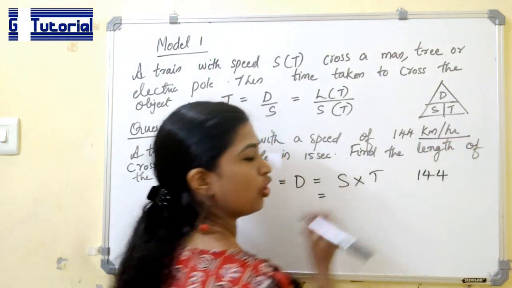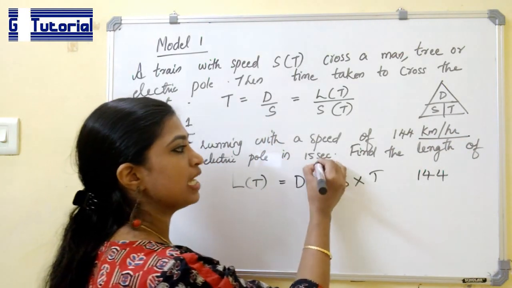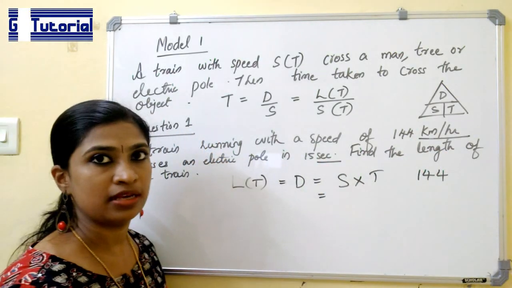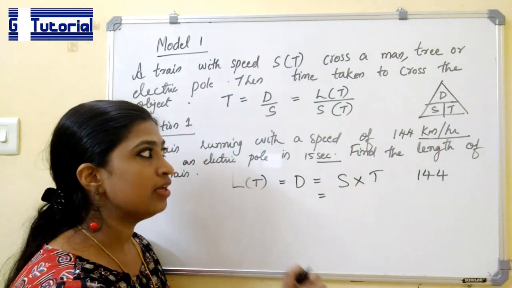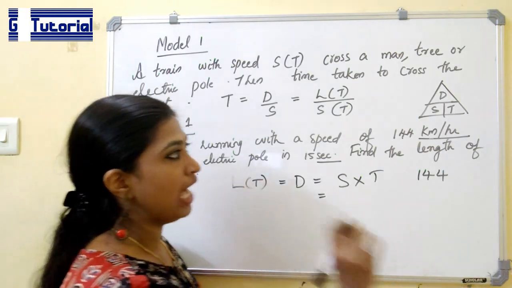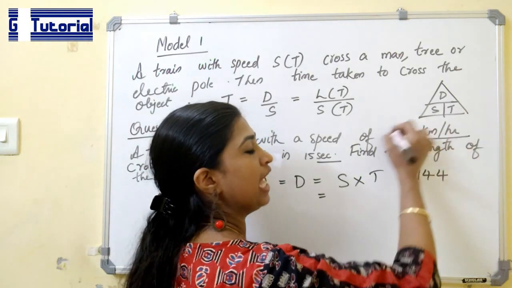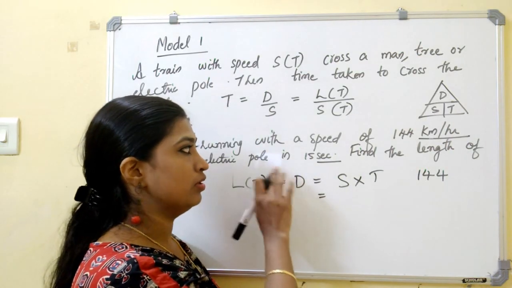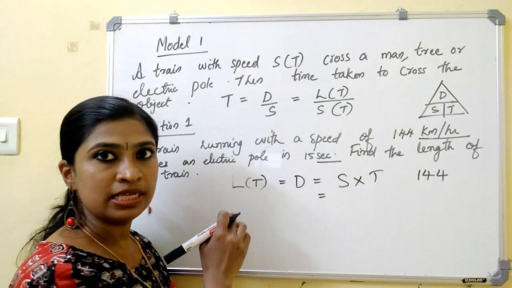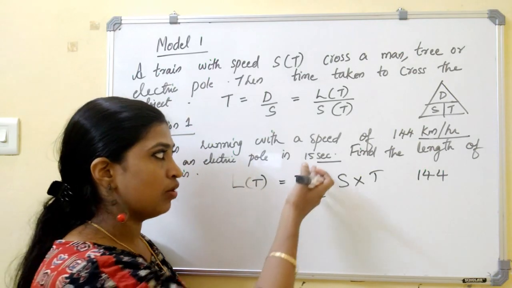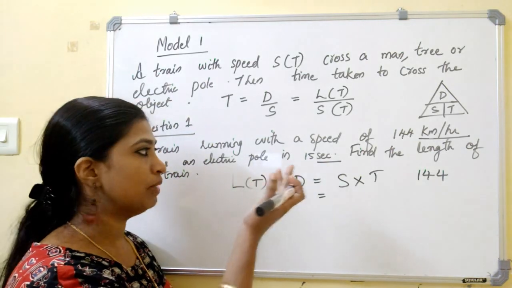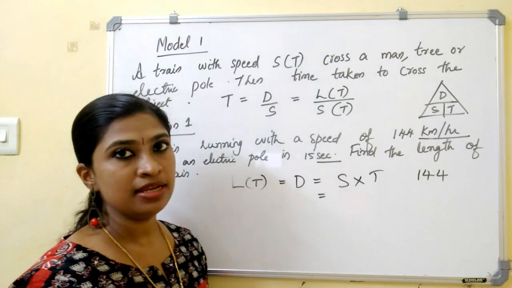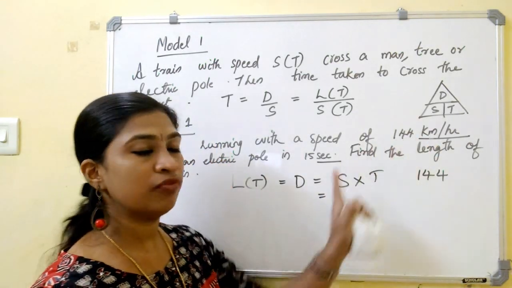This is in kilometer per hour and the time is in seconds. So you have to convert kilometer per hour into meter per second. This is the only thing where you make mistakes. You have to remember to always convert the speed into meter per second if the time or the other parameter is in meter or second, and using the table I am converting 144.